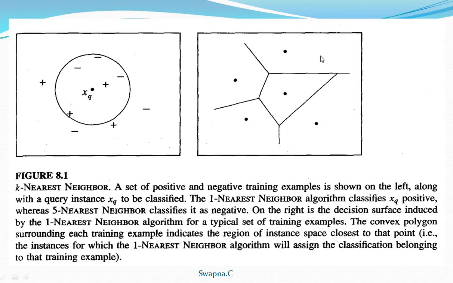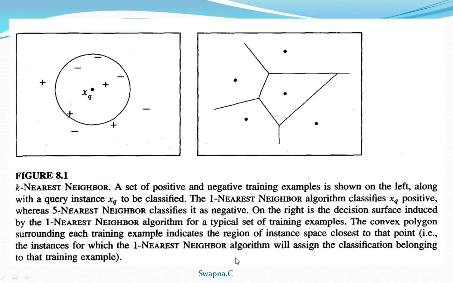How can we decide which training example is nearer? Whenever a new instance comes, whichever polygon region the new instance falls in, that region's training example is considered the nearest. If my XQ falls in this region, then I am considering this training example nearest to it. That one we consider the closest one, and all the remaining are farther.